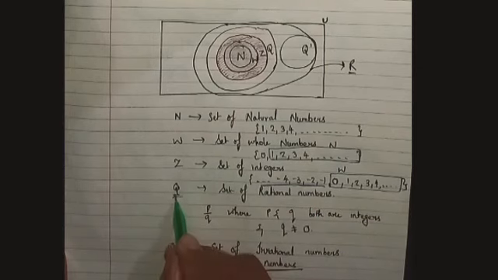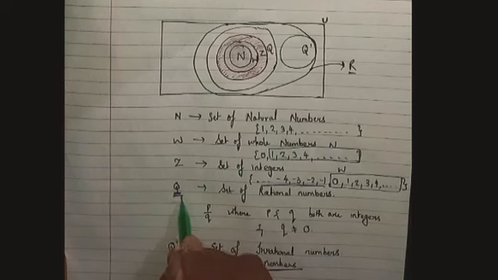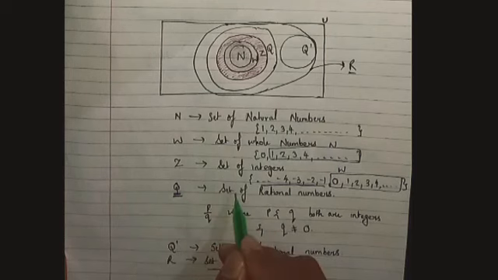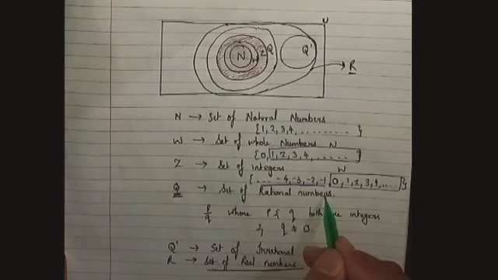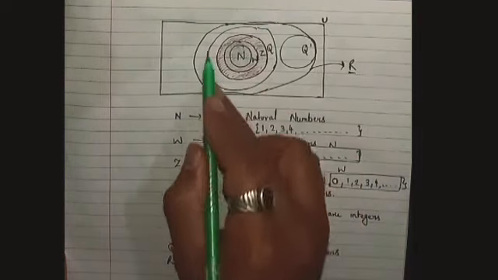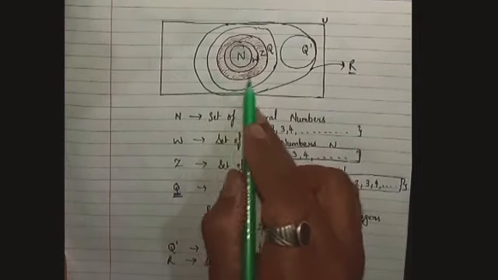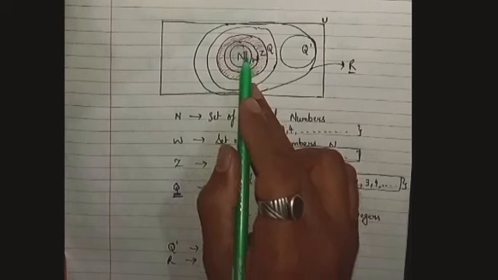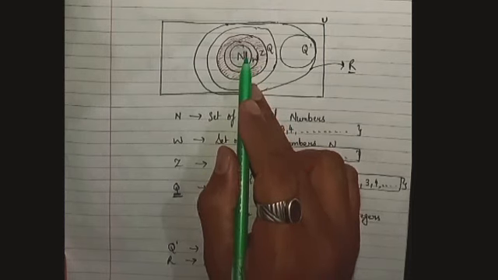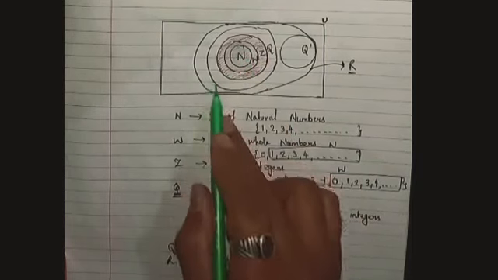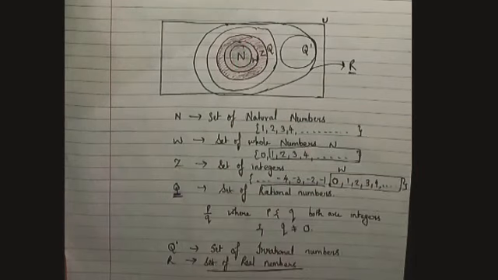So this Q is a representation of the set of rational numbers, which contains all the integers, that means all the whole numbers and all the natural numbers, and other than this they will contain other sets of numbers such as fractions or negative fractions, like negative rational numbers and all. Okay.